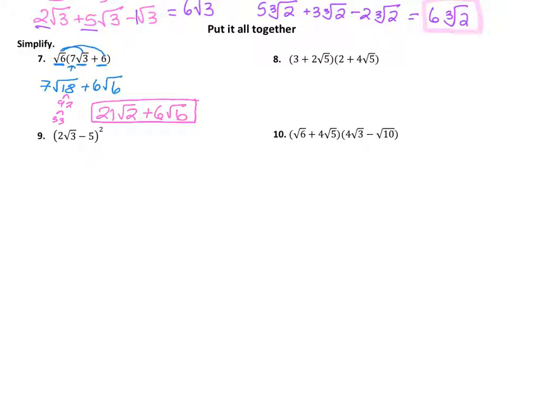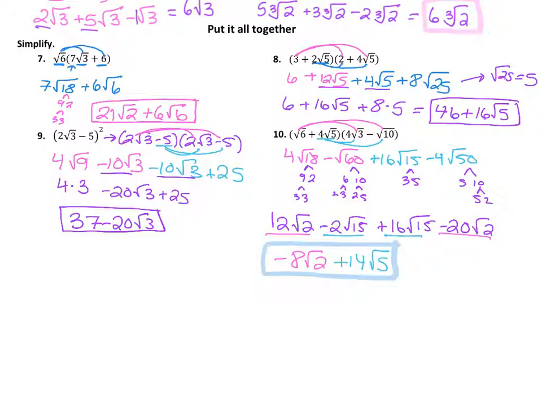All right, using your algebra skills, I want you to try 8, 9, and 10. You're using your FOIL and your distribution. Remember, only multiply the like parts. Multiply outside numbers or multiply inside numbers. Pause the video now, try 8, 9, and 10, play the video and see if you got them right. All right, let's see how we did.